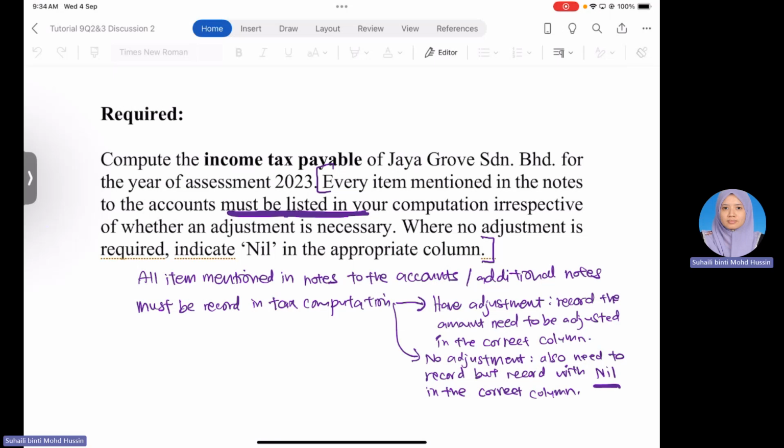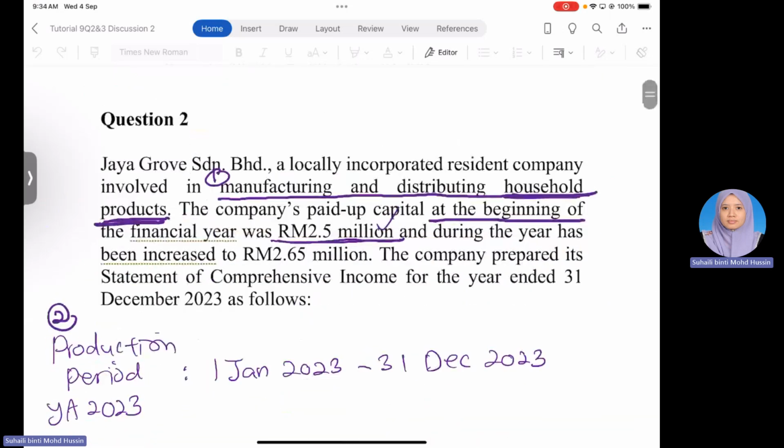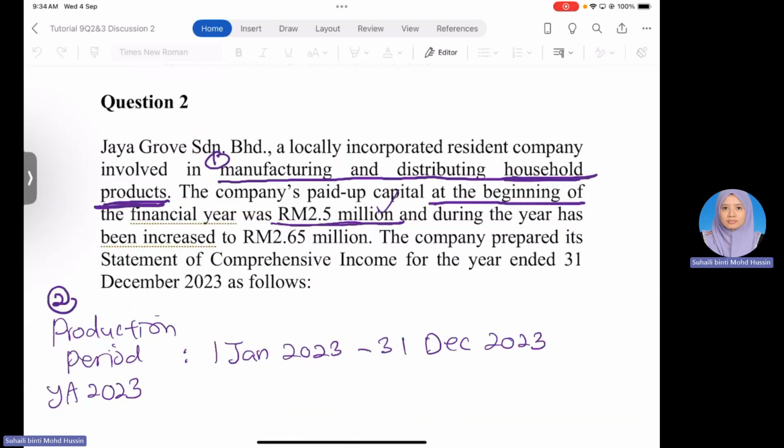Okay, so we see the question, the information, question number 2. Alright, so we have Jaya Group Sdn Bhd. The company is running a business related to manufacturing and distributing household products. The production of the company for the year of assessment 2023 is from 1st January until 31st December 2023, which means that the company follows the calendar year for their accounting period or production period for the year of assessment 2023. So this is normal, right?